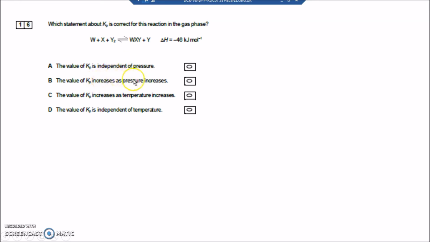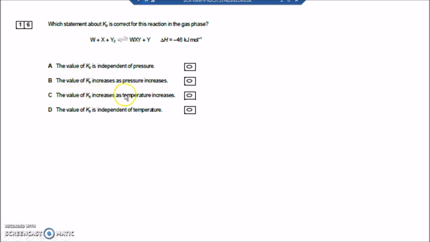The value of Kp increases as pressure increases. No, only temperature will change it. The value of Kp increases as the temperature increases. That could possibly be true. We'll just have to check that out in a minute. The value of Kp is independent of temperature. No, temperature will change it. Temperature is the only thing that can change an equilibrium constant. Let's just check out C, and then we know it's A.